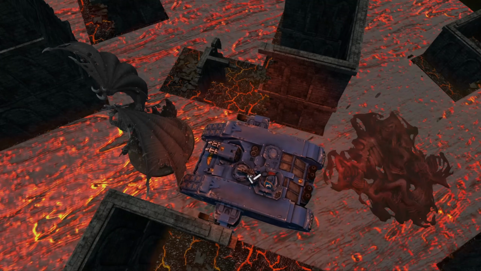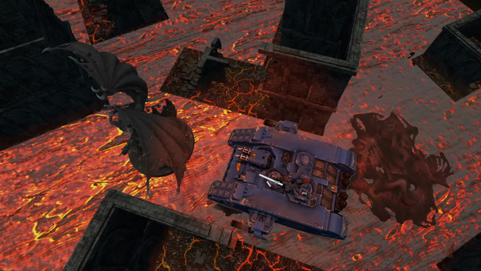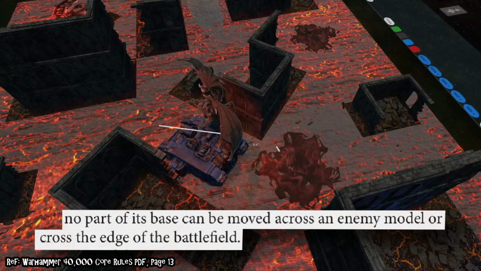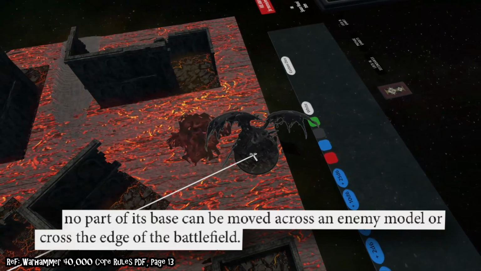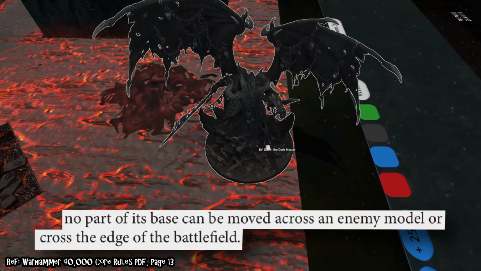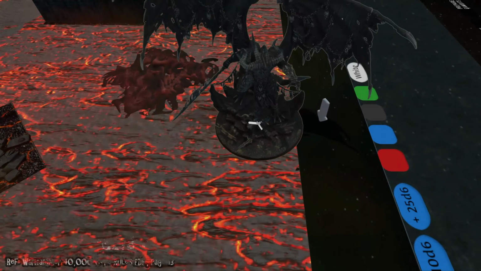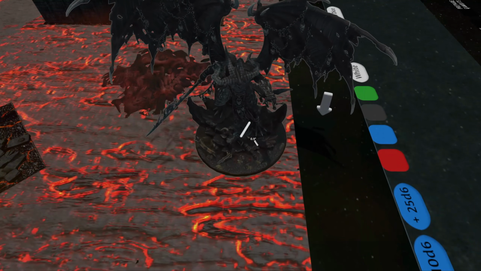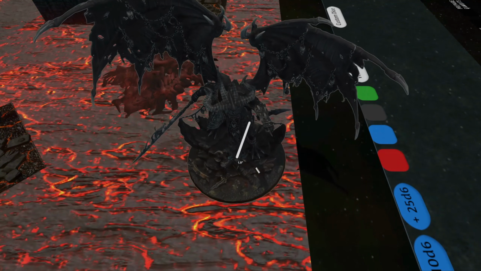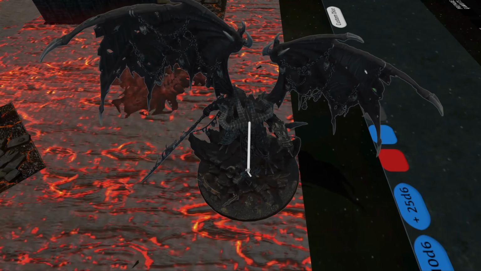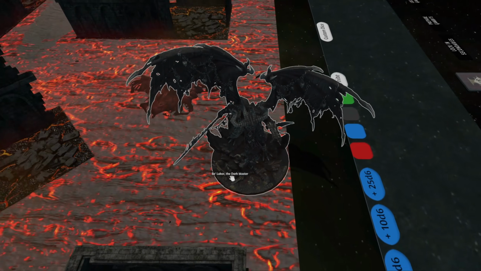Now, in most cases, that movement cannot take a model over enemy models, nor can the movement take a model's base or hull, whichever it uses for its measurement surface, off the edge of the battlefield. So while outstretched parts of a model can hang off of the battlefield, the base or hull will still stop when it would collide with the battlefield edge while trying to make that movement.